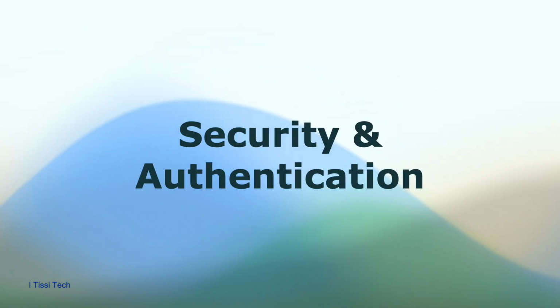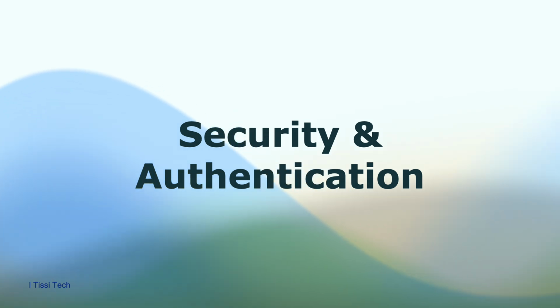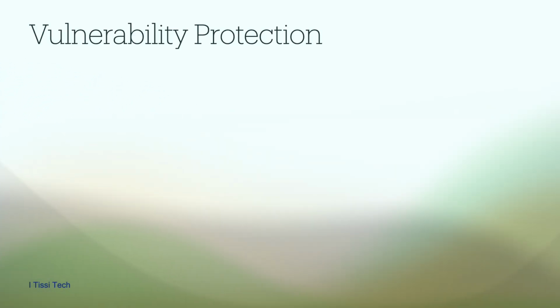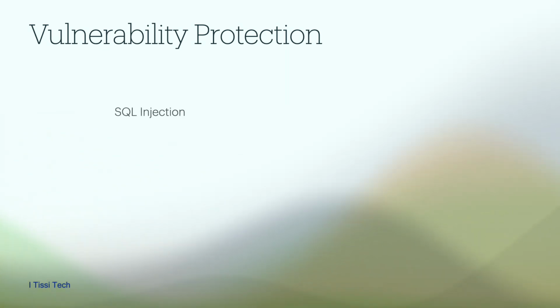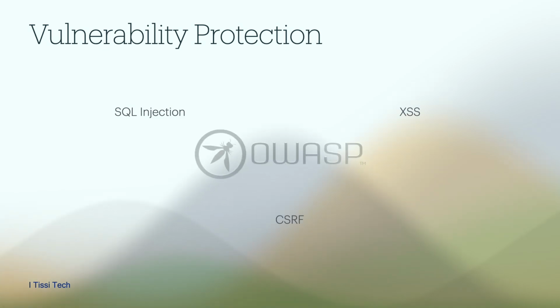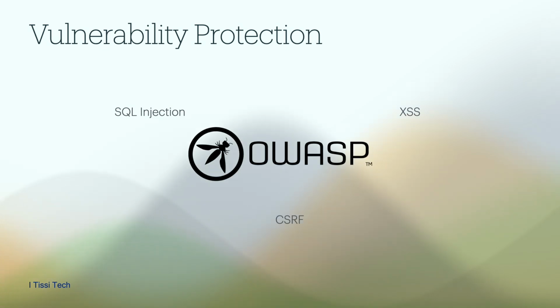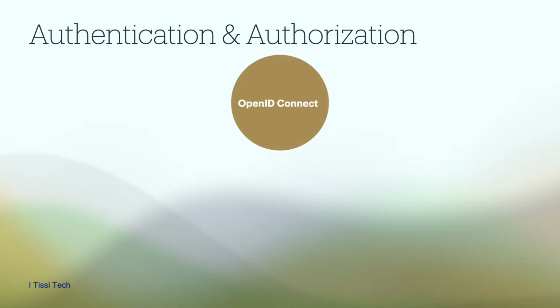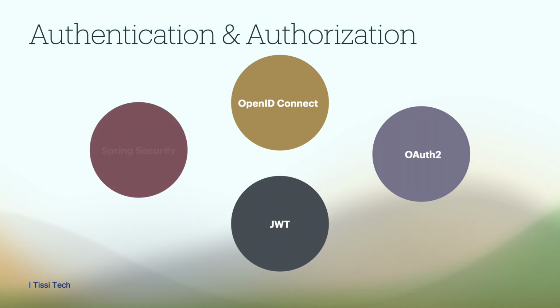Security and authentication in Java applications protect data and ensure only authorized access. Let's say you want to protect your app from vulnerabilities like SQL injection, XSS, and CSRF. Tools like OWASP Dependency Check can help you stay on top of security risks. And for authentication and authorization, you'll likely use OpenID Connect, JWT, OAuth2, or Spring Security.